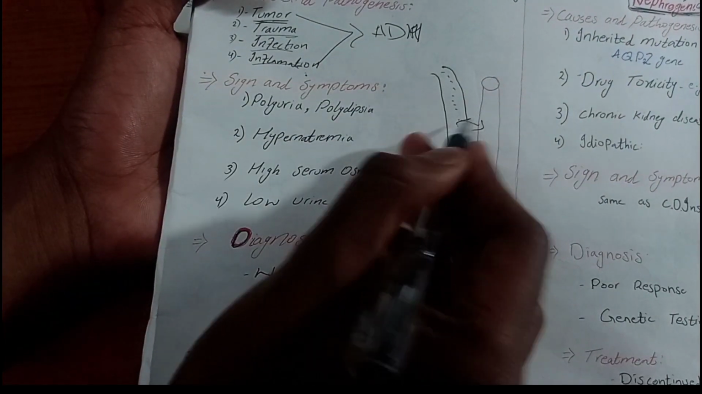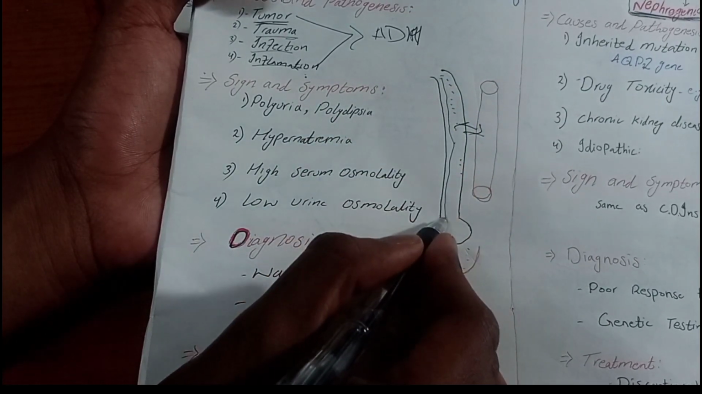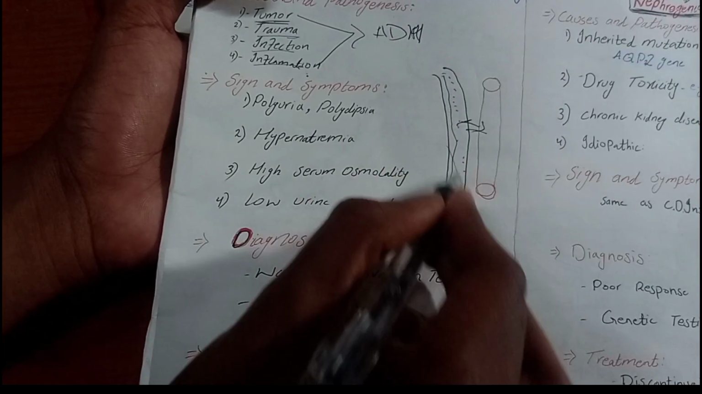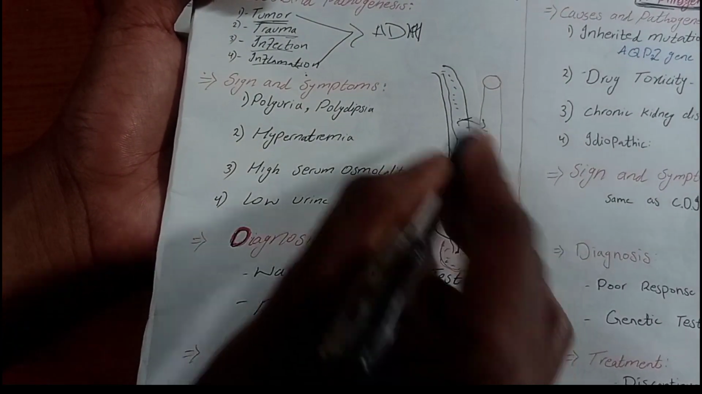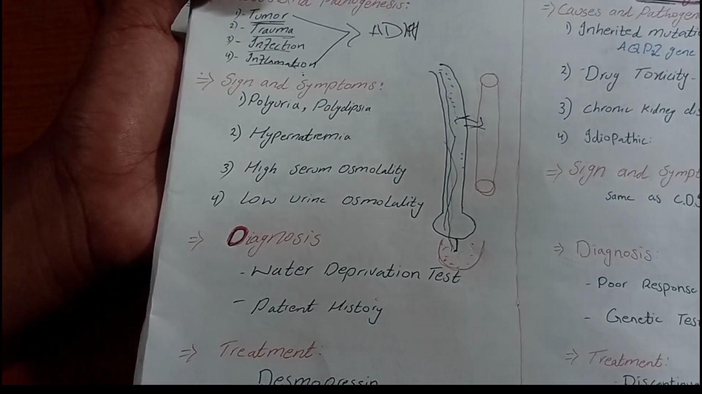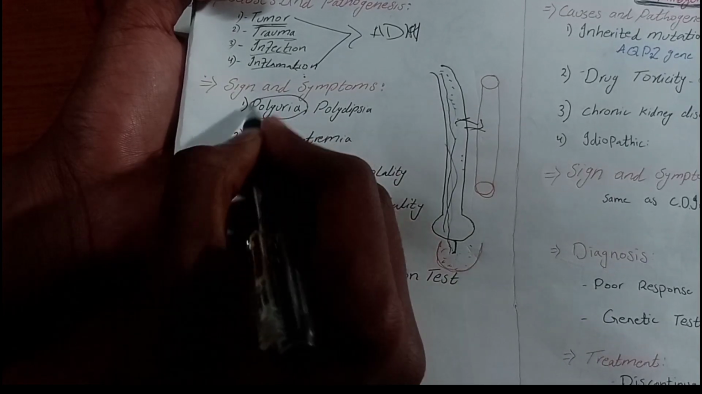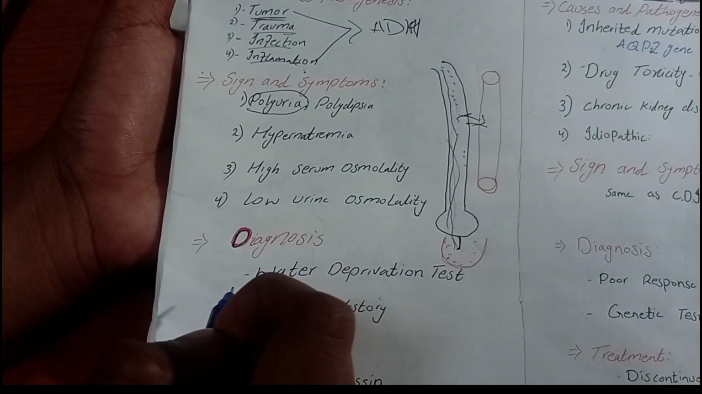If no water goes into the blood vessels, then what happens? All the water goes into our urine. All the water goes into the urinary bladder and then is excreted from the body. This condition, in which there is excessive water loss from the body, we call polyuria. First of all, the patient presents with polyuria.